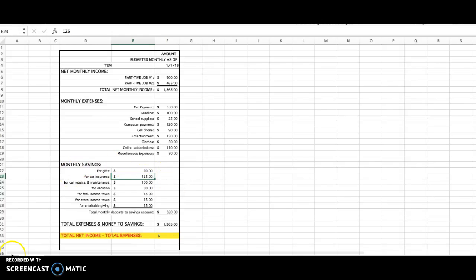Let's now take a look at the budget itself that you see on the screen. There are three main parts of any personal budget. First of all, you need to indicate and understand the net monthly income. Second part is the monthly expenses, money that you have to spend. And then an important part that a lot of people neglect is the monthly savings. And we'll talk more about that.